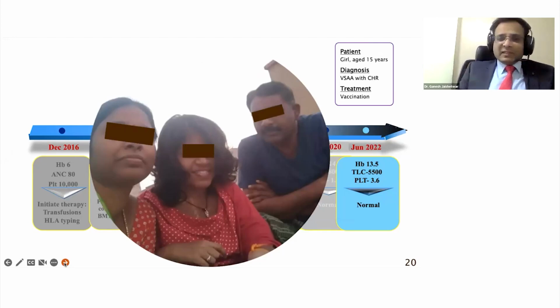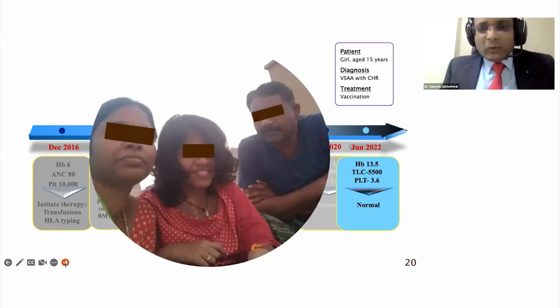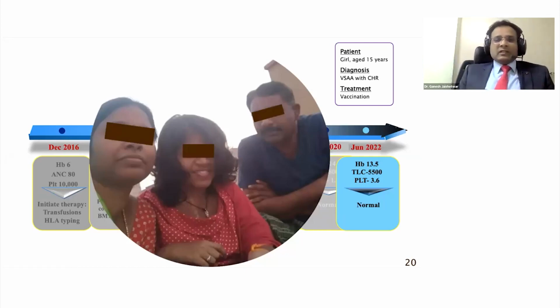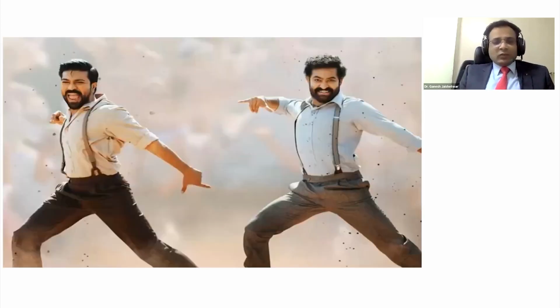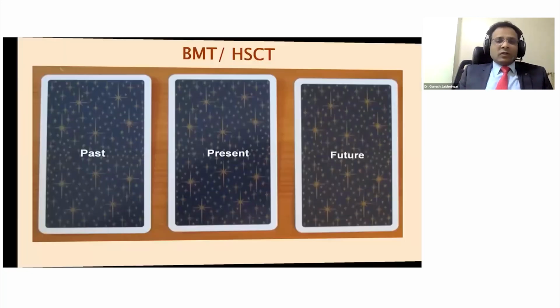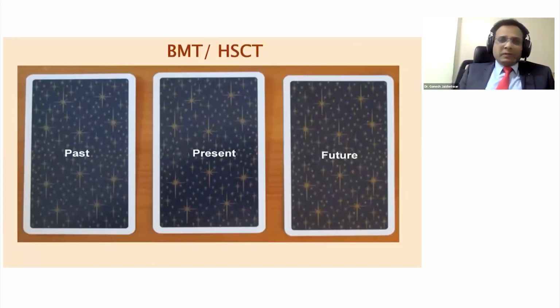So again, this is an exceptional case. Don't take the message that this kind of cases are common. I just wanted to highlight that the care, the immediate decisions, and the scientific follow-up of all the protocols can lead to such successes. So this was definitely a proud moment for any transplanter undertaking such challenging cases. So with that, we'll just peep into the brief history of bone marrow transplant, how it has evolved over the last 7 decades.